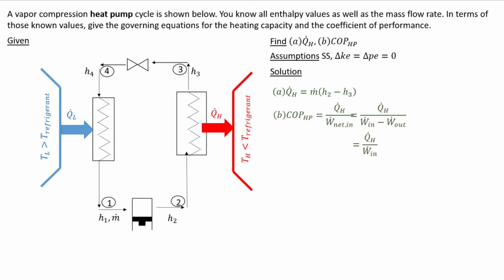And now I need to figure out what my coefficient of performance for the heat pump is. So it's what you're interested in over what you have to put into it. So it's Q dot H over W dot net in, and I know that W dot net in is W dot in minus any W dot out, and the only thing I really have is W dot in, and that W dot in occurs between 1 and 2, so that's my compressor. And so if I plug in the numbers, my W dot in is M dot times H2 minus H1, and then my Q dot H I've already solved for.